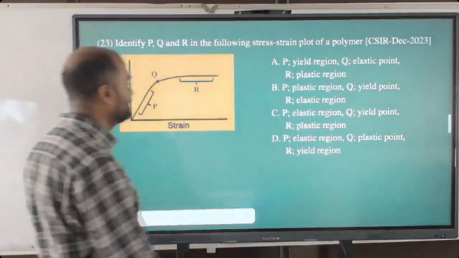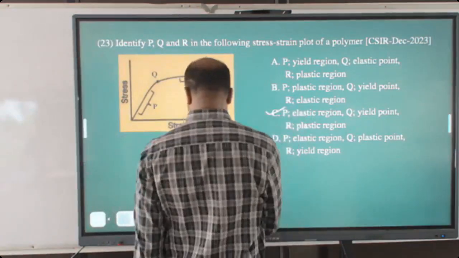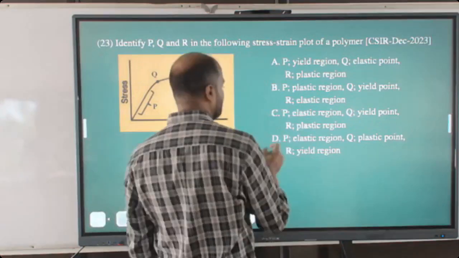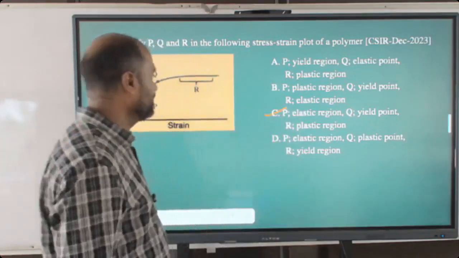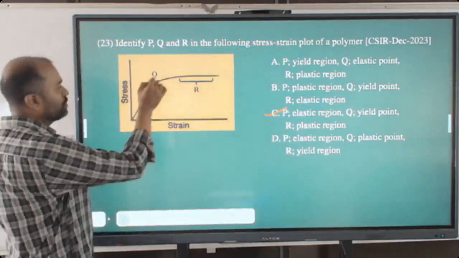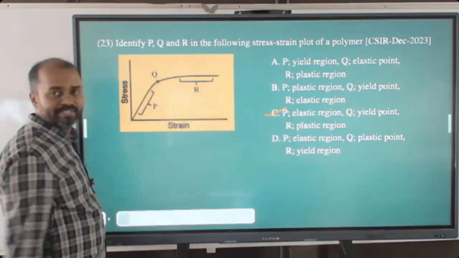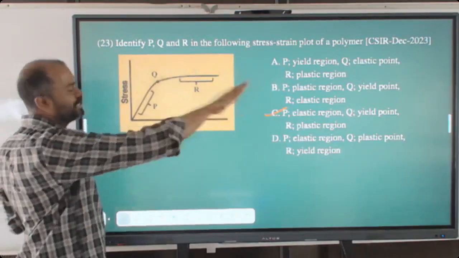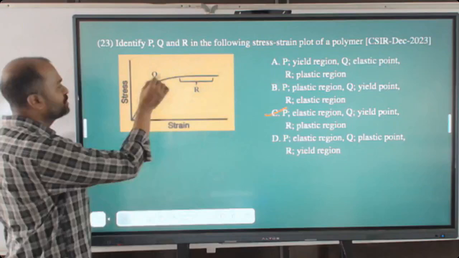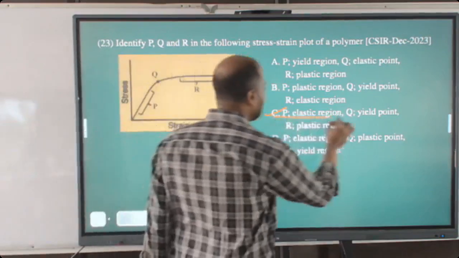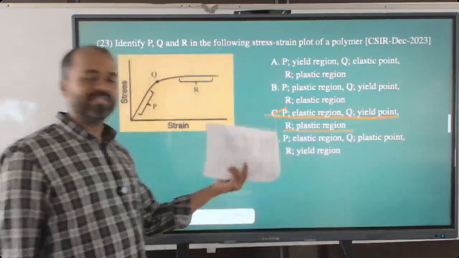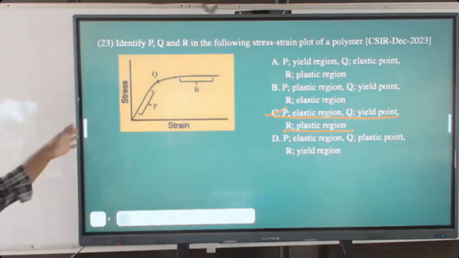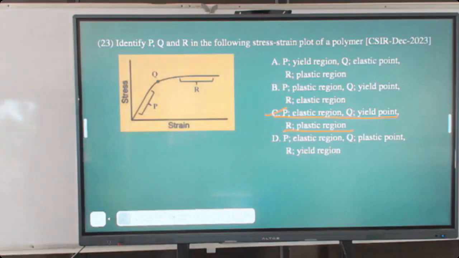Just be aware that option C is the answer. I don't think they will be repeating the same question. I think P is the elastic region, Q is called the yield point, and R is the plastic region. Elastic means you can reverse back. Plastic means it is permanent, you cannot reverse back. I'm not sure whether they will repeat the question again, that's why I didn't give much explanation. 23, option C: P elastic region, Q yield point, R plastic region.